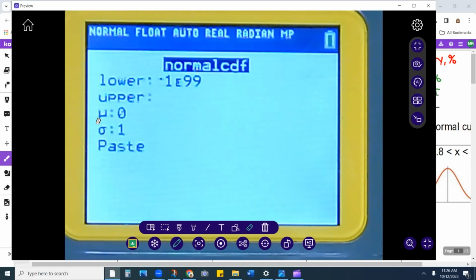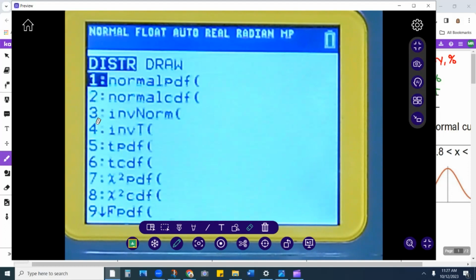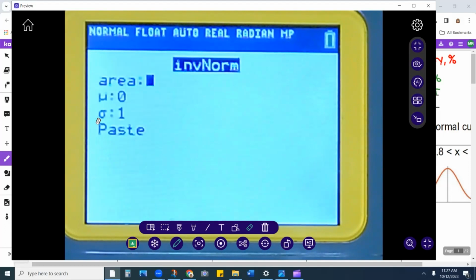Here it's asking you for the lower bound. Right now, this is using a standard normal curve. This is giving us negative infinity. That's how they're writing it. We're going to write it as negative 10 raised to the 99. This would be your upper bound. Then we have our mu and our standard deviation. Now, if I pressed number 3, you see it's giving us our area. Then for a standard normal curve, our mean would be 0 and our standard deviation would be 1.